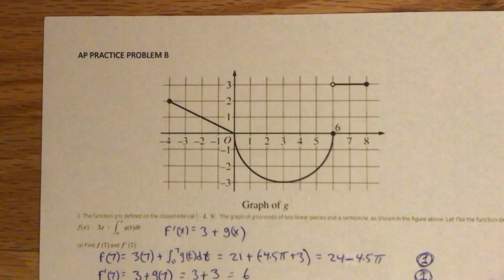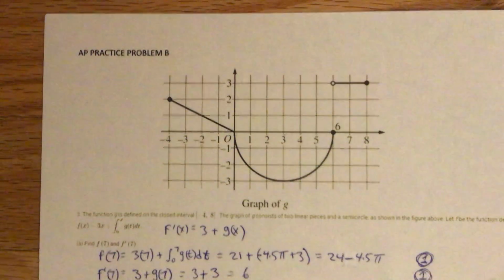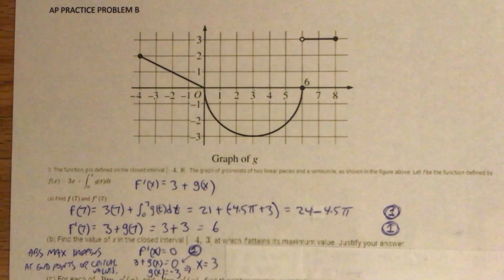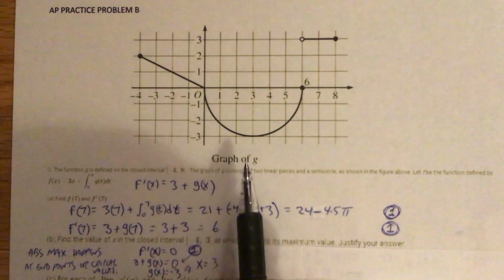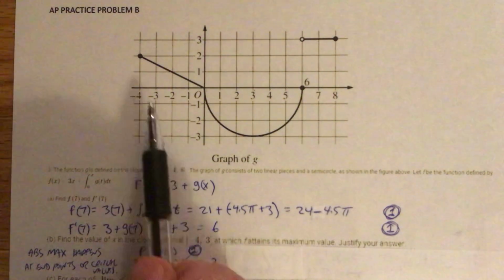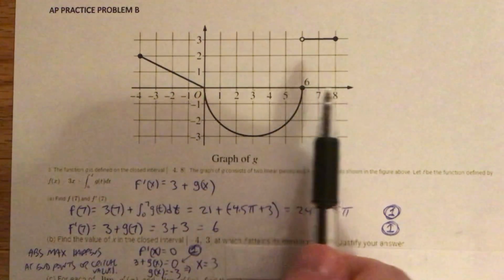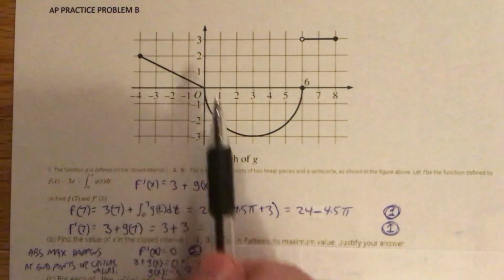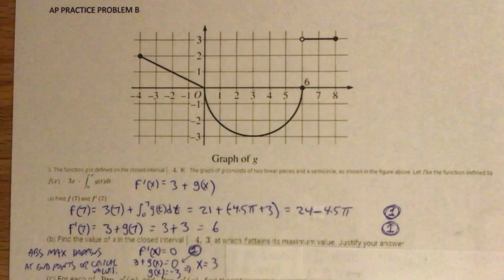All right, in this video, we're going to look at the answers and point values for AP Practice Problem B. In AP Practice Problem B, they give us two functions. One is g, which they give us a picture of. They define g on the closed interval from -4 to 8, but we can see from the picture that it's defined for all values on that closed interval.